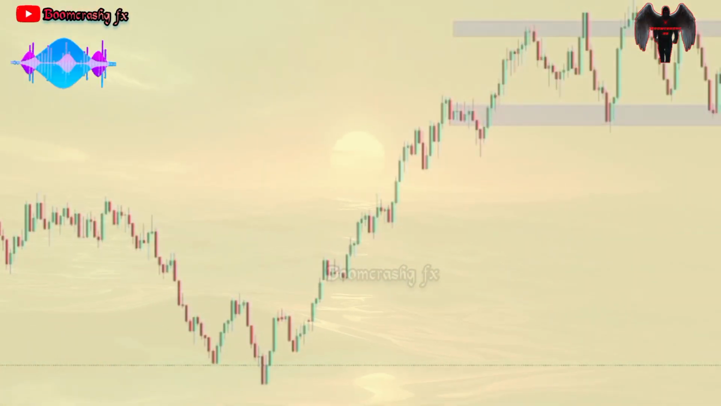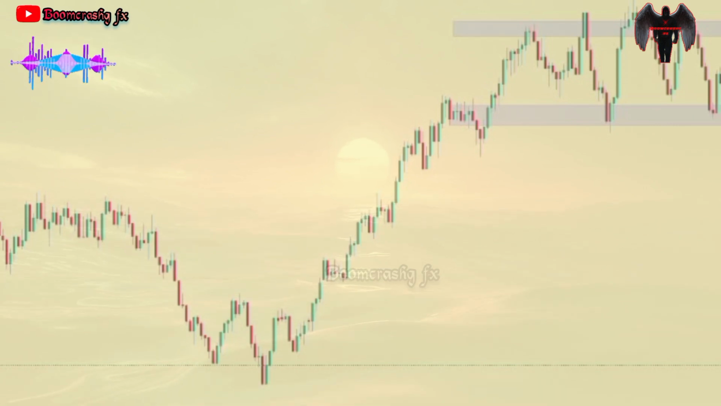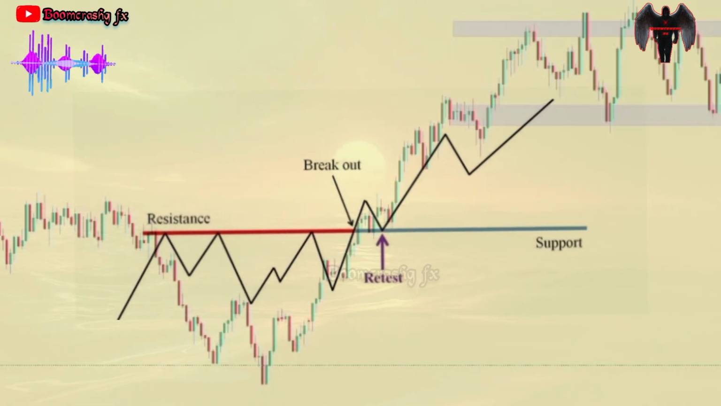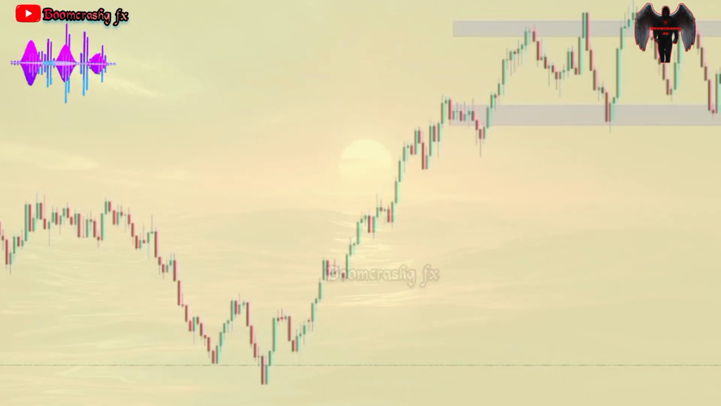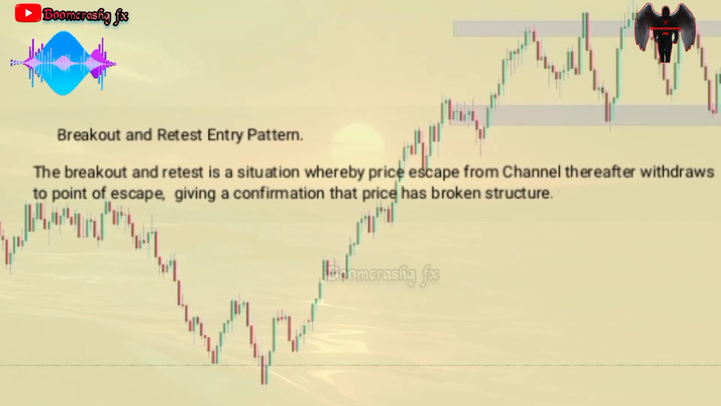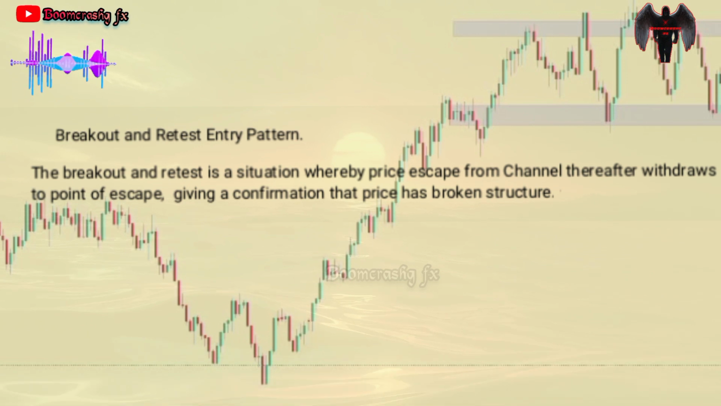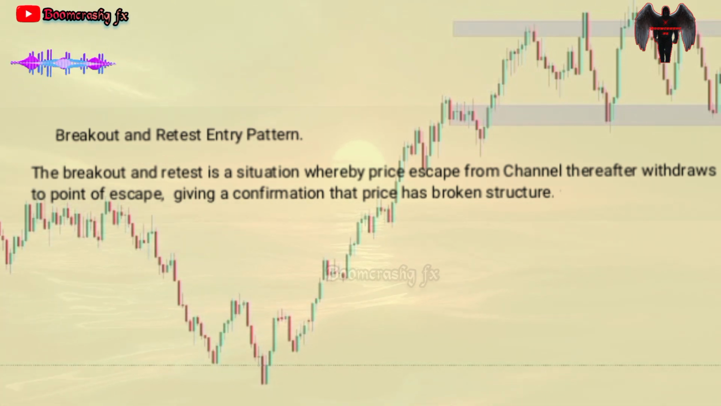So the last but not the least entry pattern we are going to be talking about is that of the breakout and retest entry pattern. So basically, when you talk about breakout, what are we talking about? Breakout is a situation whereby price escapes a price channel, or escapes a particular area of value, be it support or resistance, and thereafter comes back to this point of escape, giving us a break in structure.